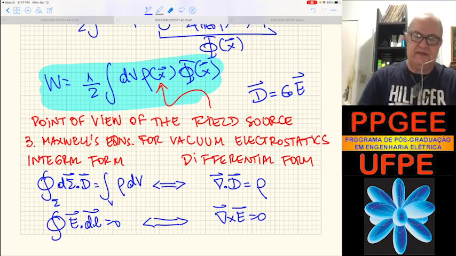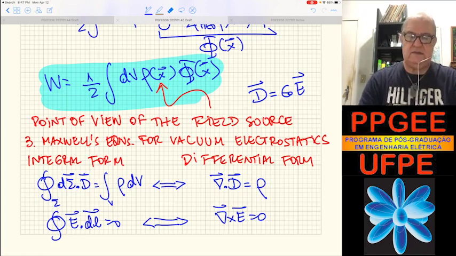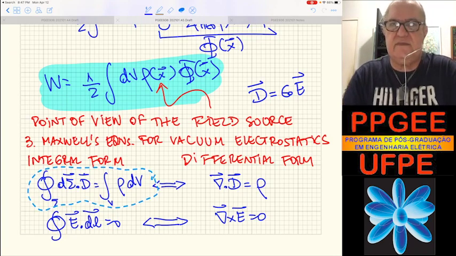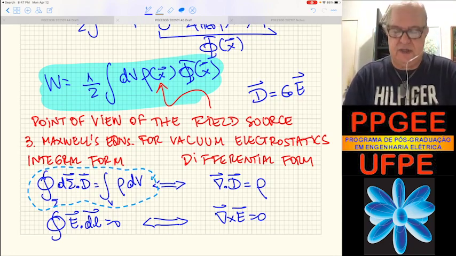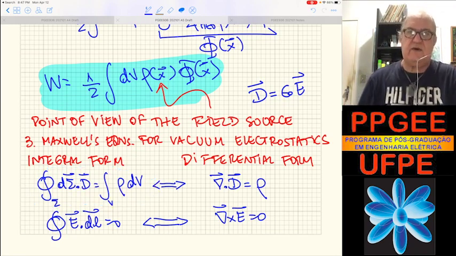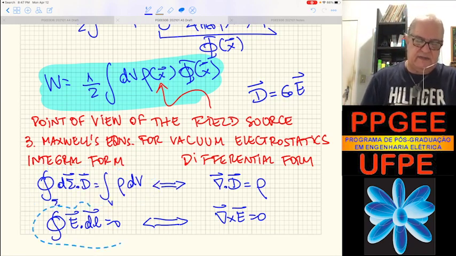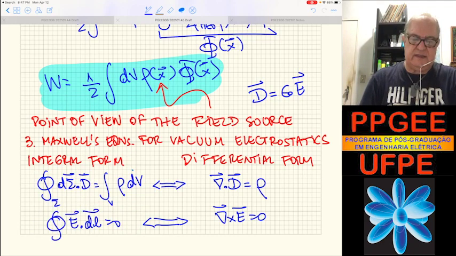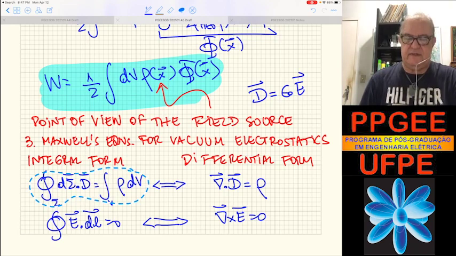So the first integral equation is Gauss's law. The flux outwards of a closed volume, calculated across the surface, equals the enclosed charge. The second integral relation is that the field is conservative. Okay? Now, those relations, according to our theorems, our vector analysis theorems derived in the first lectures.